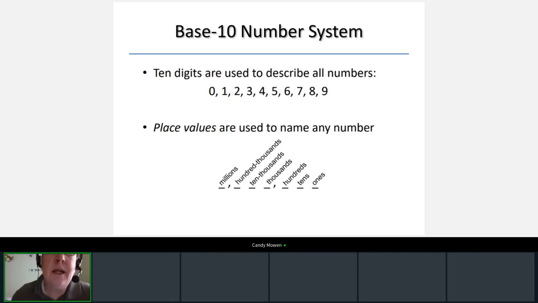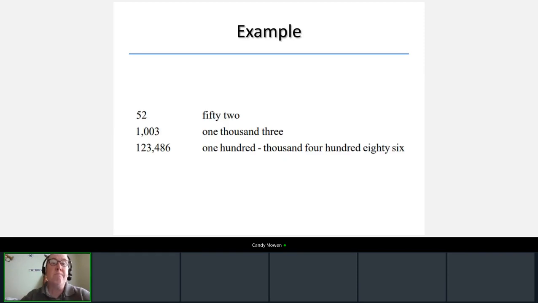Now, base 10 number system: there are 10 digits, 0 through 9. Place values are used to name numbers: millions, hundred thousands, ten thousands, thousands, hundreds, tens, ones. When you're dealing with that, look, it's S, not THS. That's what we're dealing with when we introduce decimals here in a few minutes.